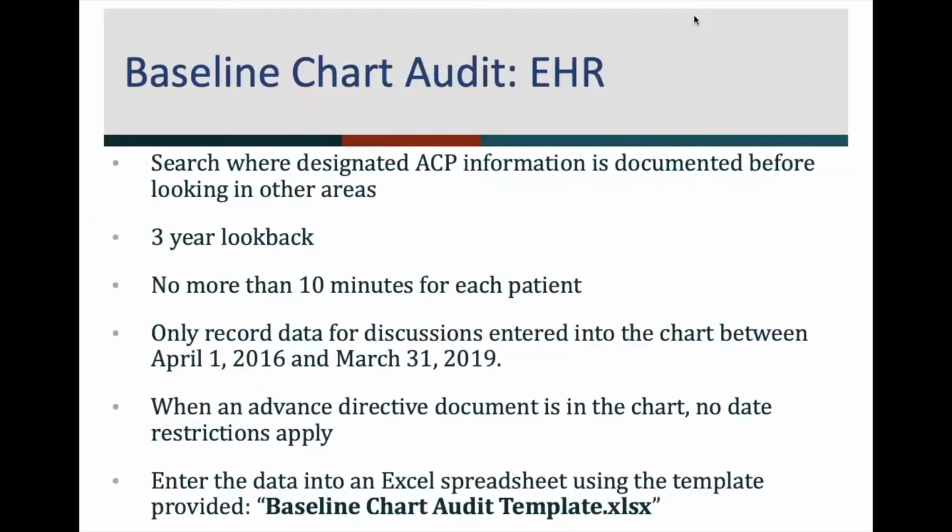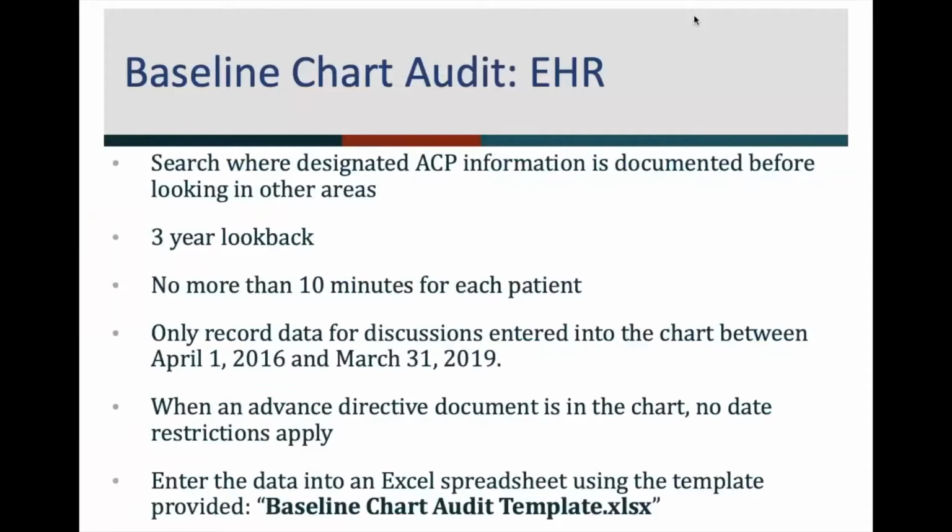And the final reporting template is for the baseline chart audit. And this is going through the electronic health record to identify ACT information. So when you're searching for ACT, the best practice as you're looking through the chart is, if there is a designated area in your EMR or EHR where that information is documented, look there first. If it's not there, then we ask that you do a 3-year look back, meaning that if you're doing the month of May and you hit April 2016, then you can stop looking. Or if you're looking for more than 10 minutes for each patient, stop.